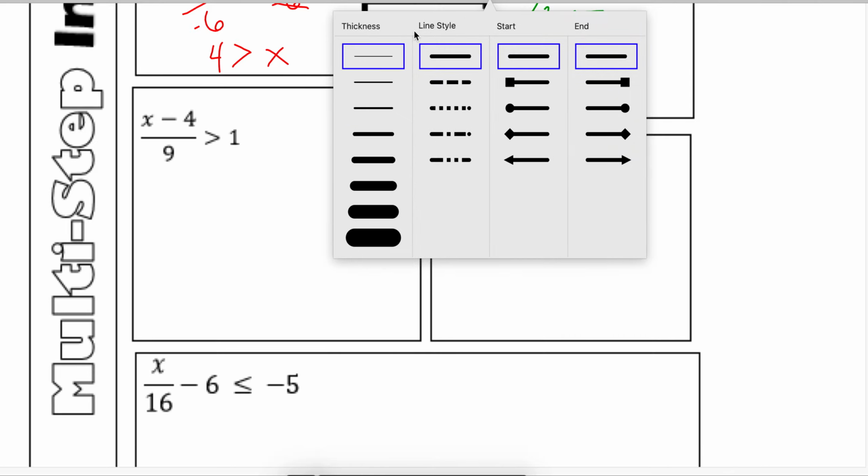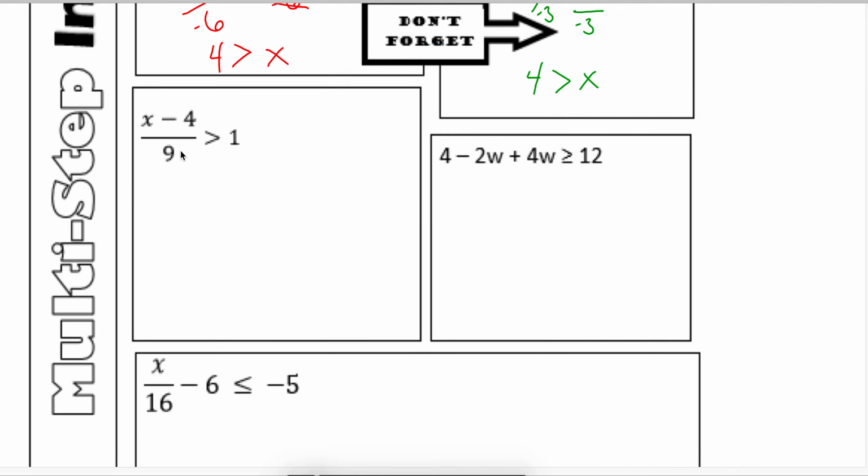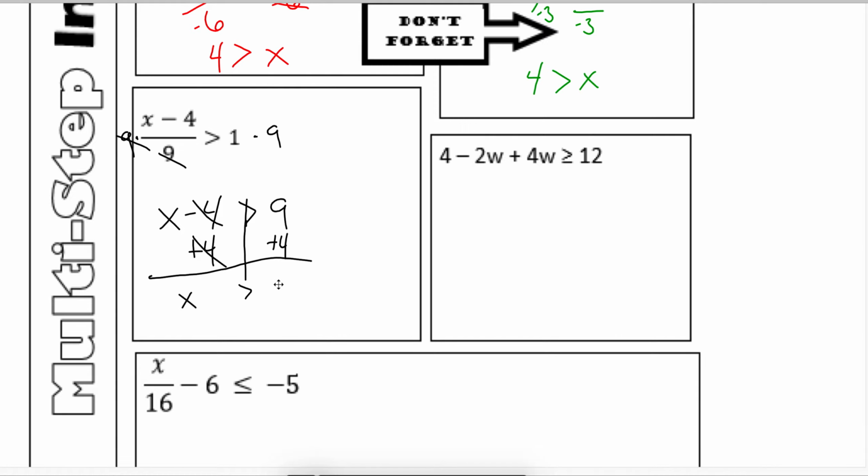Let's try some more. Okay, let's get rid of this 9. We're divided by 9, so we have to multiply by 9 on both sides. Cancel, cancel. Left with x minus 4 is greater than 1 times 9, which is 9. Going to get rid of this negative 4. So we get x, cancel, cancel, greater than 9 plus 4, which is 13. Pretty easy, pretty straightforward.